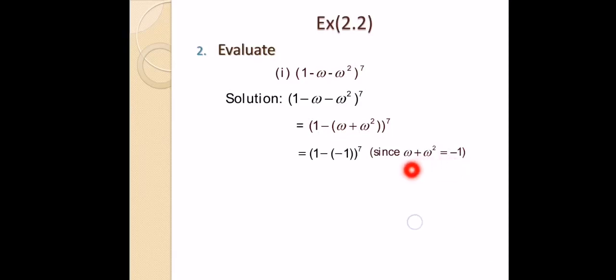omega plus omega square is equal to minus 1. So if we replace this omega plus omega square by minus 1, we will just take 2 to the power 7, which will be equal to 128. So the resultant expression which we get after putting the value of omega plus omega square is 128. It is not in terms of omega, it is a simple real number.